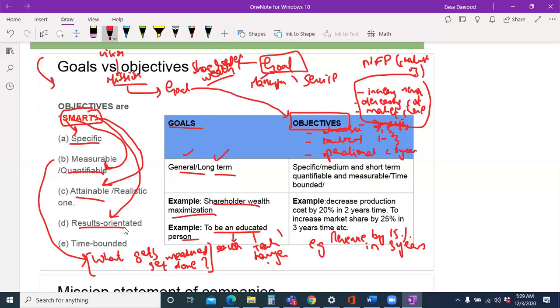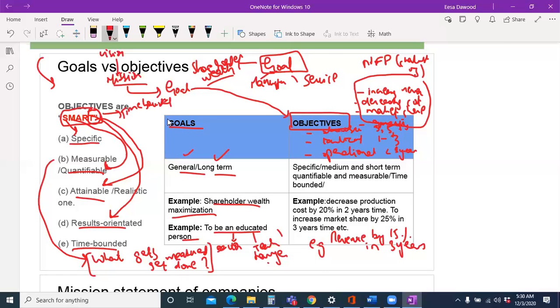Another thing is R: it has to be result oriented. I told you whatever is quantifiable would definitely be measured, right? So there has to be some end. After 3 years it would be measured anyway. And another very important feature, T, is for time bounded.